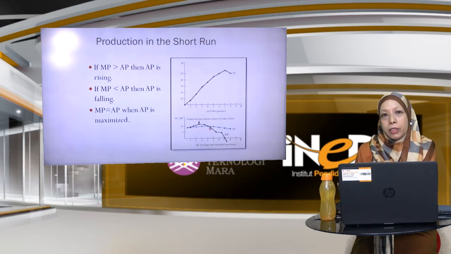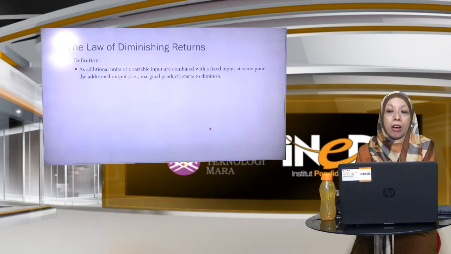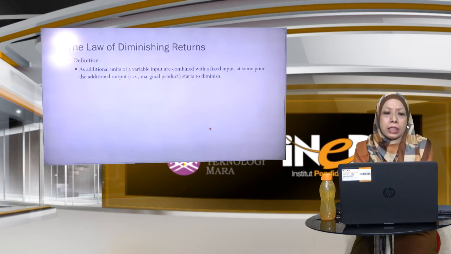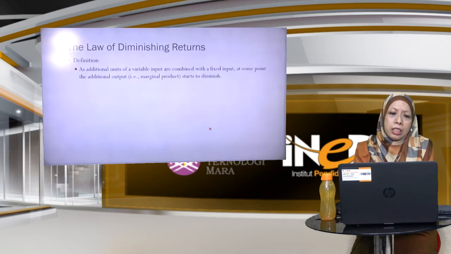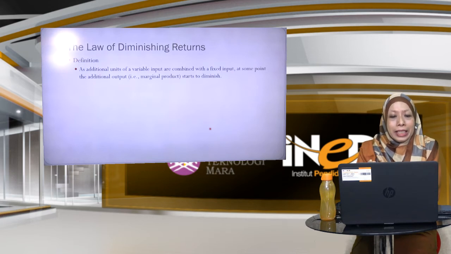So now that we have looked at the 3 production concepts, namely total product, average product, and marginal product, the next concept which is important for short run production is the law of diminishing marginal returns. What actually is the law of diminishing marginal returns? The law of diminishing returns states that as additional units of variable inputs are combined with a fixed input, you're going to reach a point whereby the additional output starts to diminish.